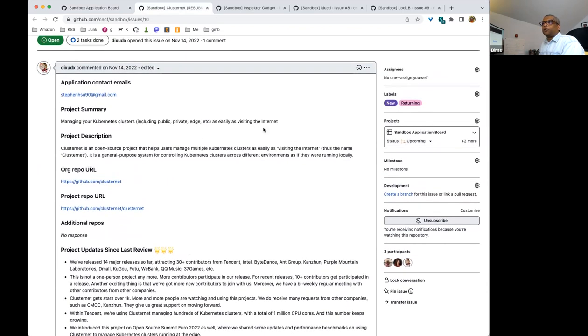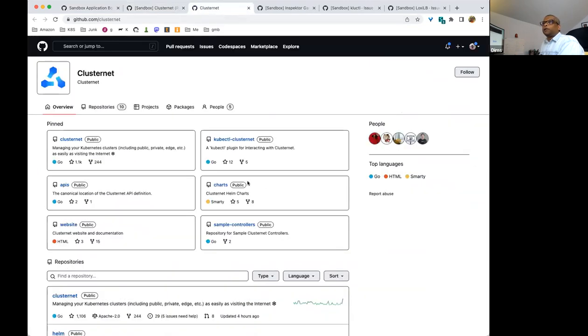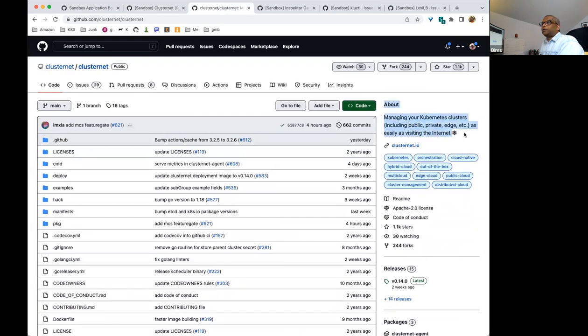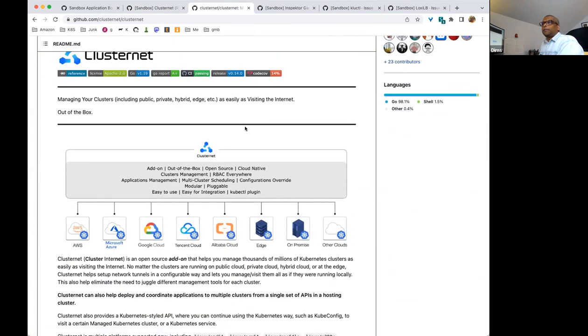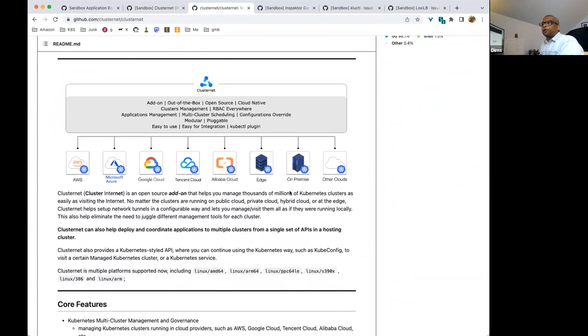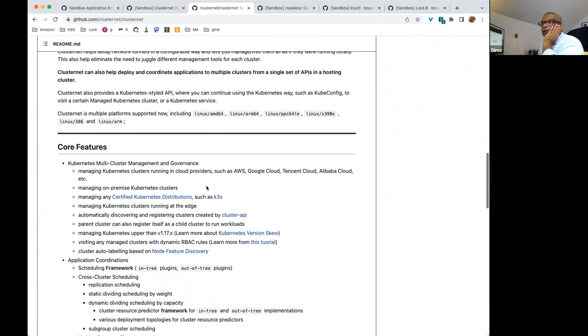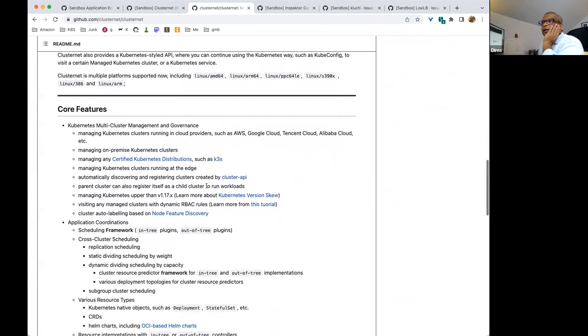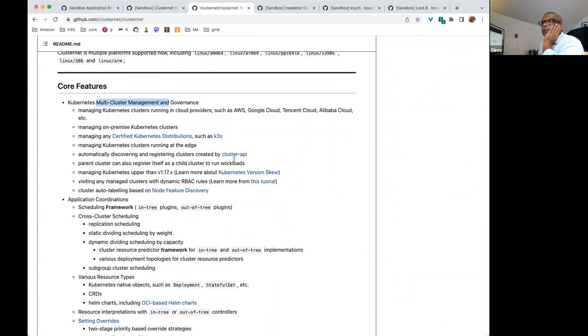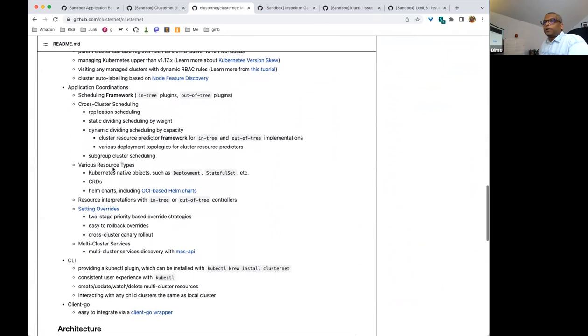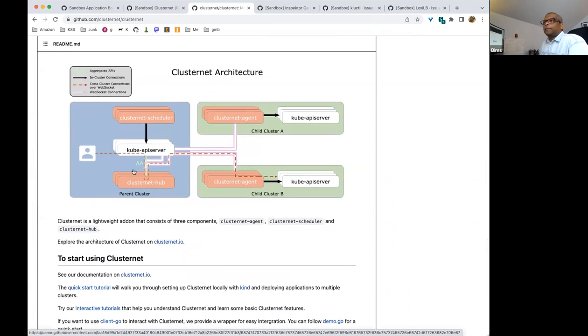But just to remind everybody what we are talking about here, maybe we should go through it quickly. The repo URL. That's the GitHub org. So managing your Kubernetes clusters as easily as visiting the internet. It supports multiple clouds, edge and stuff. Helps you manage thousands or millions of Kubernetes clusters. So it is a multi-cluster management, with a scheduling framework too, and a CLI. This is the traditional architecture for multi-tenancy: a parent cluster and several child clusters.